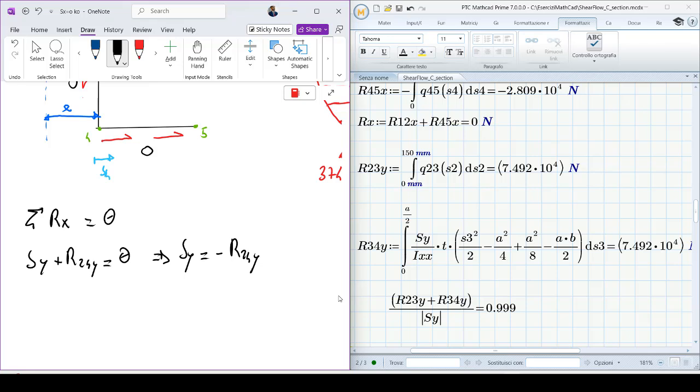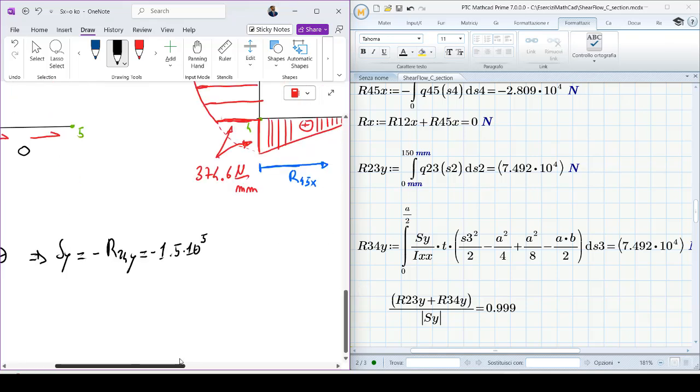Now, because this quantity R24 is positive, when I sum this quantity I obtain Sy minus 1.5 times 10 to the 5 Newton. If in MathCAD I make this ratio, to help you understand, the summation of these two resultants along y divided by the absolute value of Sy is equal to 0.999. That clearly tells us that the summation of these two quantities is equal to the shear load. So the web absorbs all the shear load in this case.